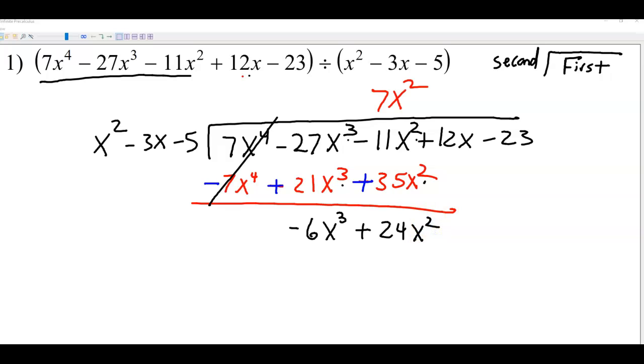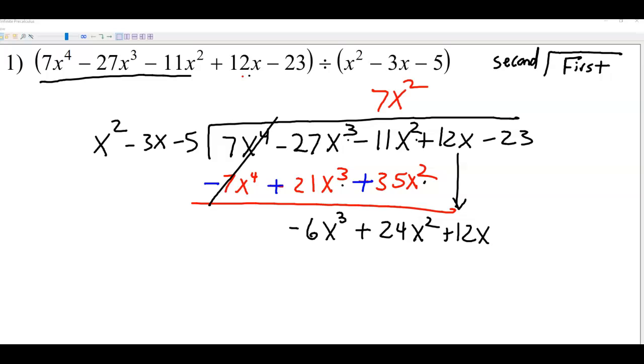And then what do we do after we do the subtraction? You bring down the next number. Okay? So it's the same process, it's just uglier. Yeah. Okay? Yes. All right.